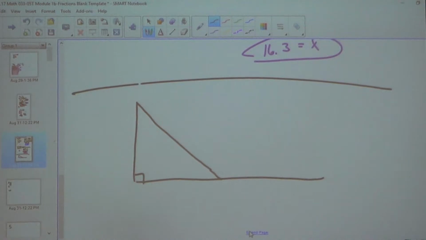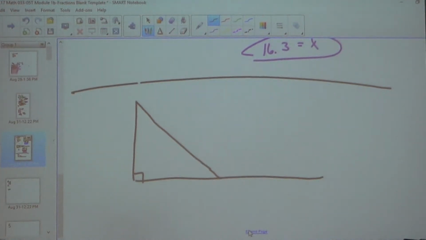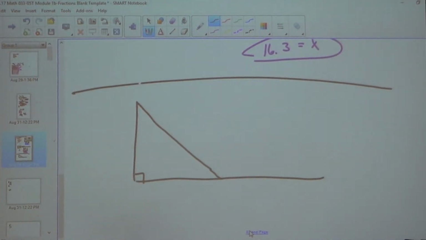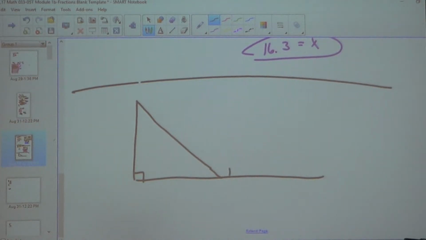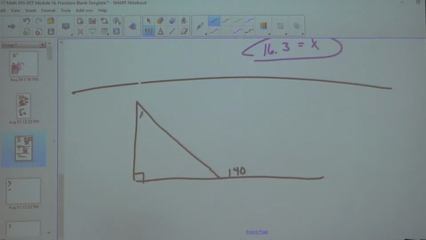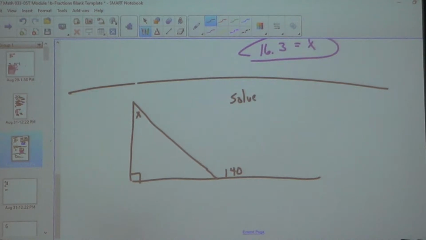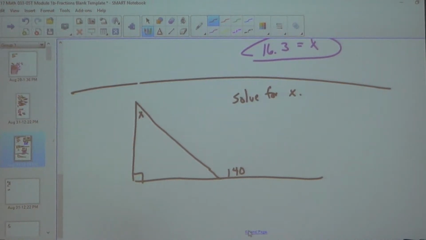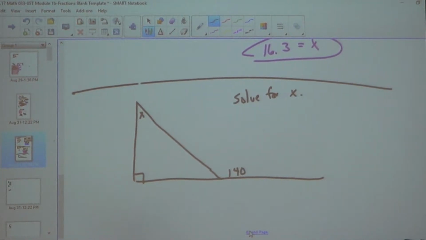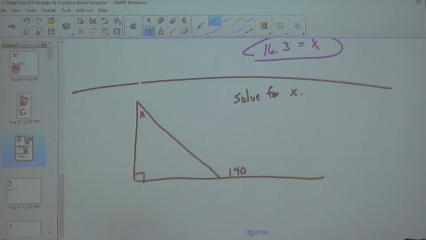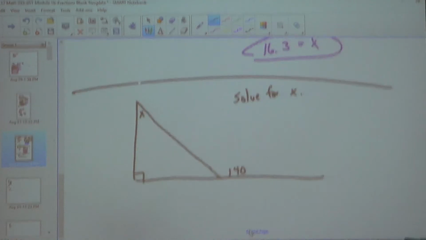Love these. Let's do 140, and this will say solve for X. Ugh, wait. You're so excited. I am. These are like blood.